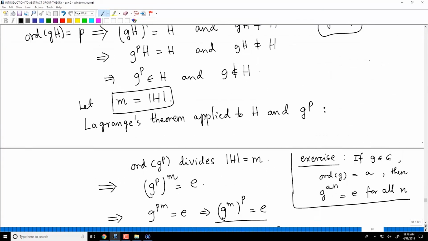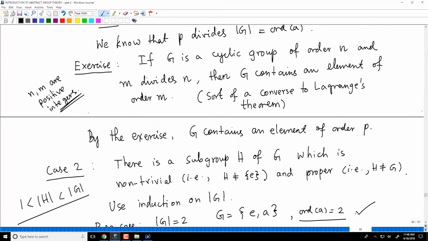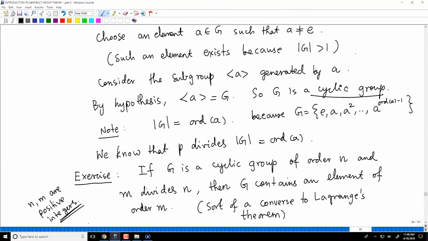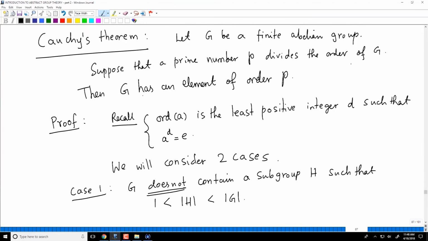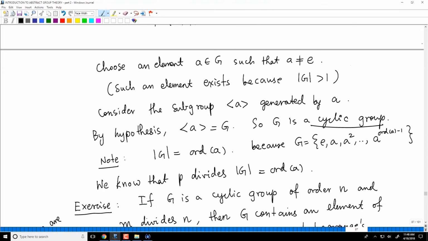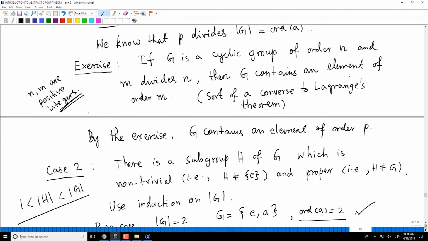Just to recap, you have to carefully follow the proof that I gave. I'm going to spend 2 minutes recalling the proof, how we did this. Cauchy's theorem says that if G is a finite abelian group and P is a prime number that divides the order of G, then G has an element of order P. The first case, which is easy, is that G has no non-trivial proper subgroups. Then we conclude immediately that G is cyclic, and by this exercise, which I will do later, we are done.